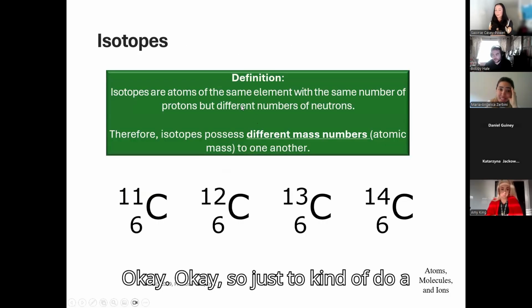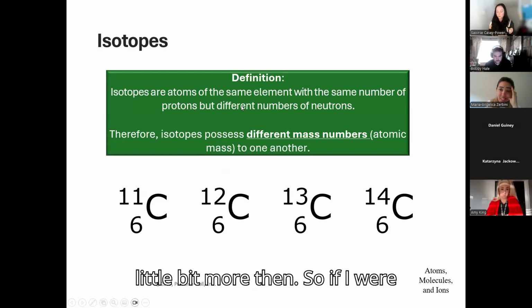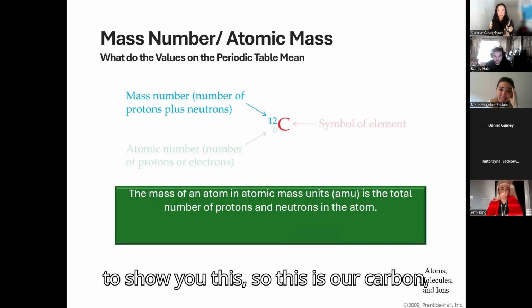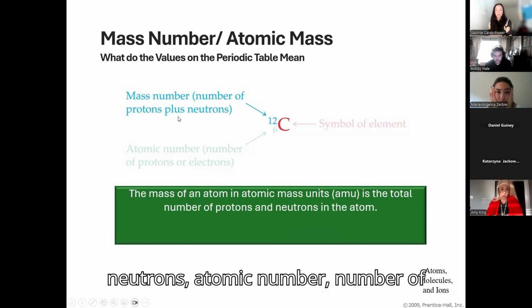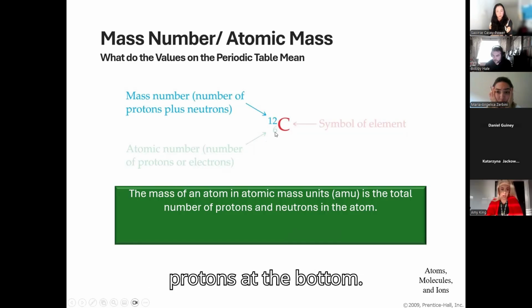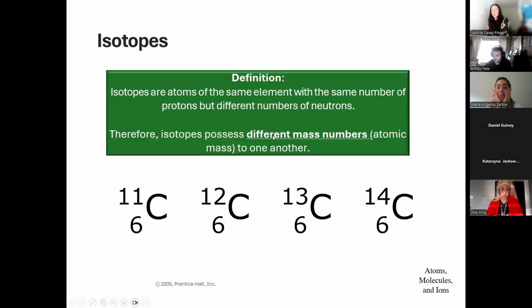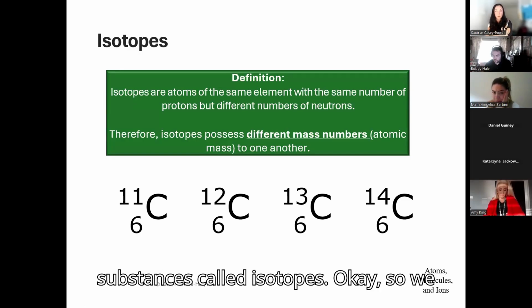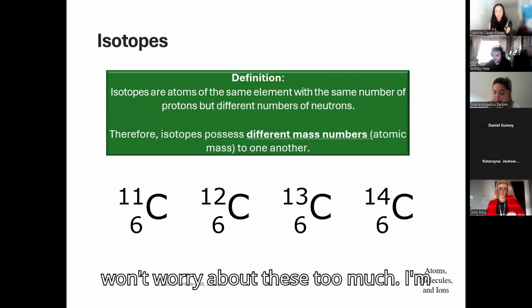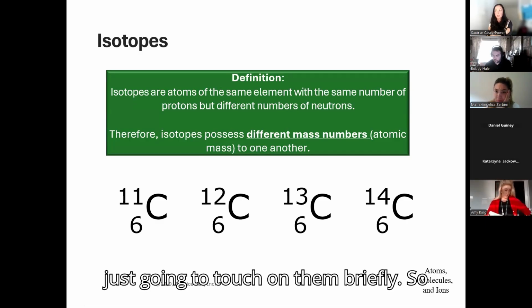Okay, so just to do a little bit more then. If I were to show you this, this is our carbon. Our mass number is the number of protons plus neutrons, and the atomic number is the number of protons at the bottom. We do have substances called isotopes. We won't worry about these too much. I'm just going to touch on them briefly.